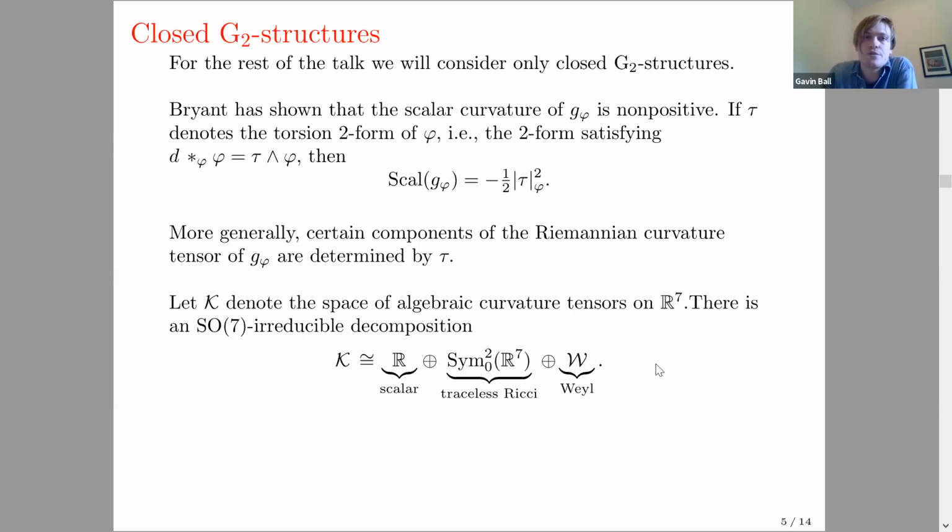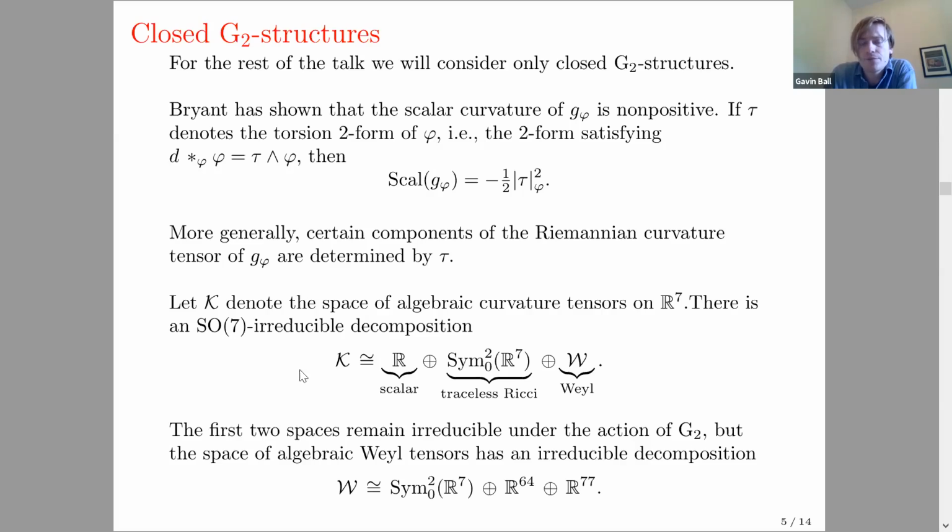Now I'm thinking about G2 structures. So the appropriate group to decompose my space under is not SO7, but its subgroup G2 of SO7. And these first 2 spaces remain irreducible under this G2 action, but the space of algebraic Weyl tensors actually has an irreducible decomposition into another copy of the symmetric traceless 2-tensors on R7, and these 2 G2 representation spaces of dimension 64 and 77. So under the action of G2, the space of algebraic curvature tensors fully decomposes and has 5 components.